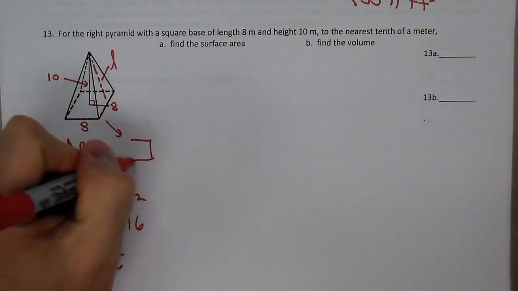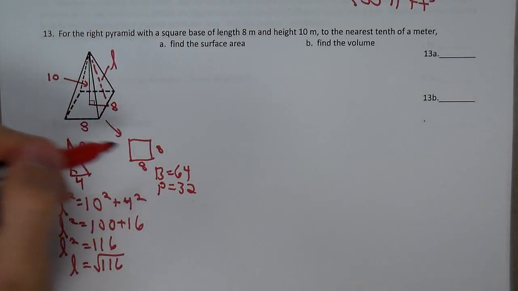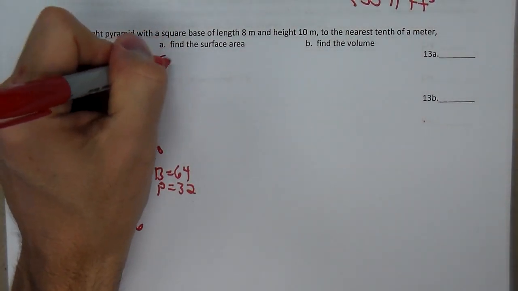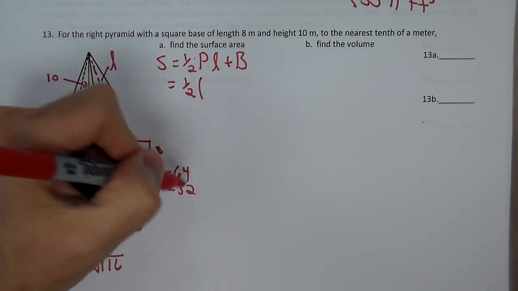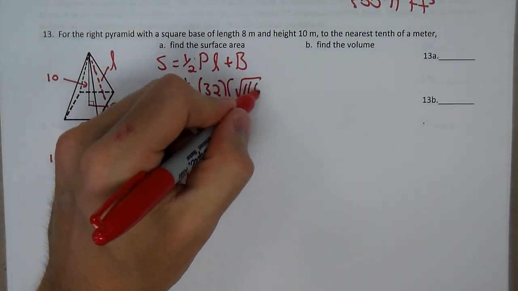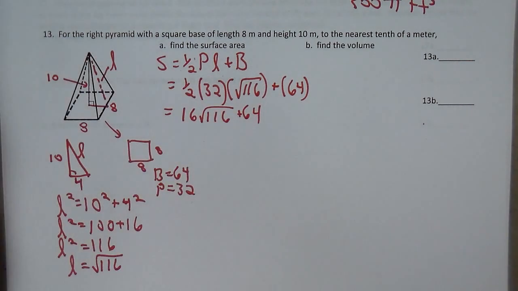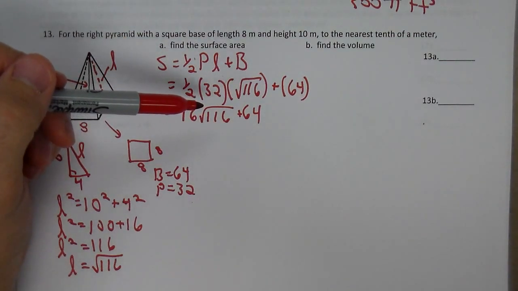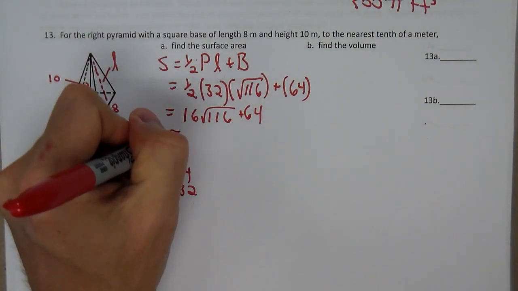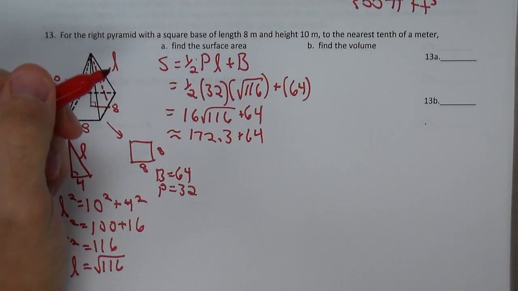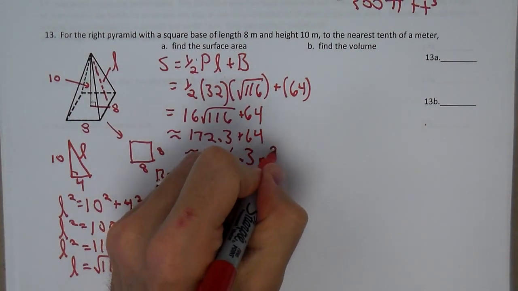I'm also going to draw my base here, which is an 8 by 8. So my base area is 64, 8 times 8. And the perimeter is going to be 32 because it's 4 sides of 8. My formula for surface area is 1/2 perimeter times slant height plus base area. So 1/2, perimeter is 32, slant height is square root of 116, plus the base area of 64. Half of 32 is 16. Now it wants the nearest tenth, so we're going to round. I'm going to do 16 times the square root of 116, which gives me about 172.3. I'm going to add 64 to that, and I get about 236.3, and that is meters squared.